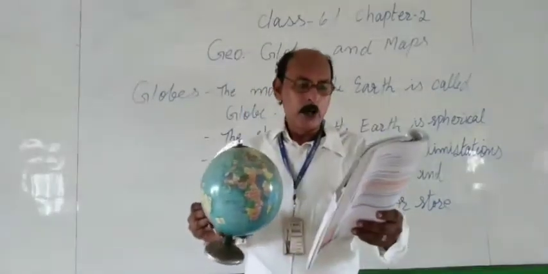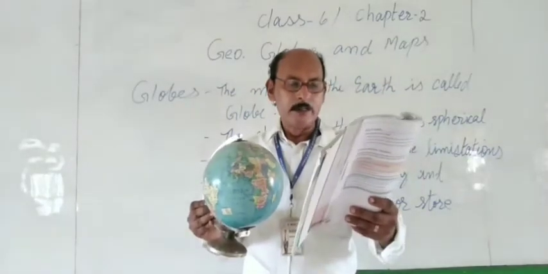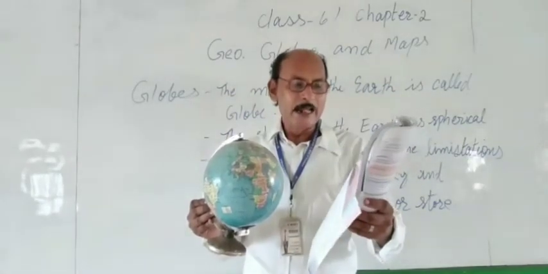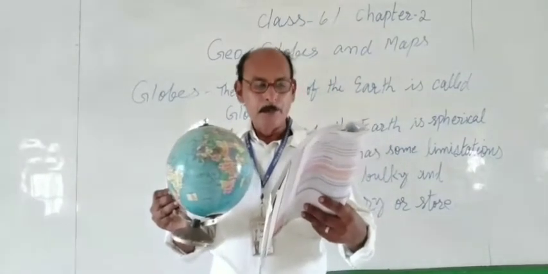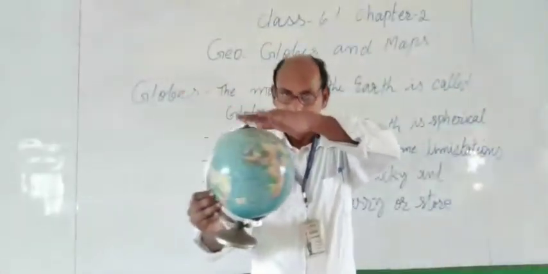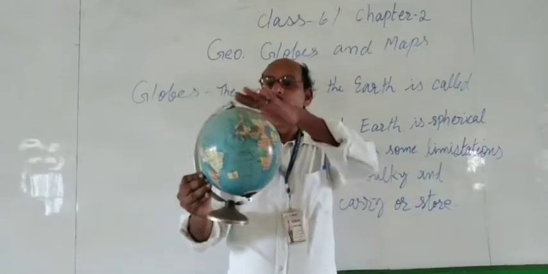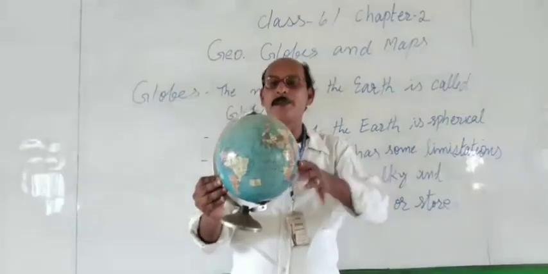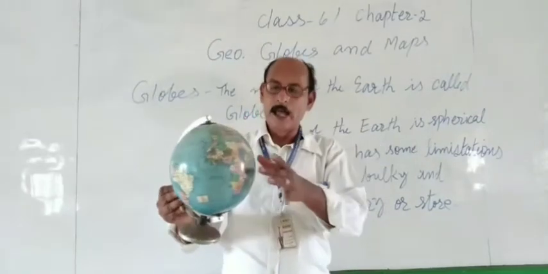Now, talking about the globe, the shape of the Earth is geoid, which is slightly flattened at the poles and bulging at the equator. This is the North Pole, and this is the South Pole. You see, on this globe, this is the upside, the north, and this is flattened.